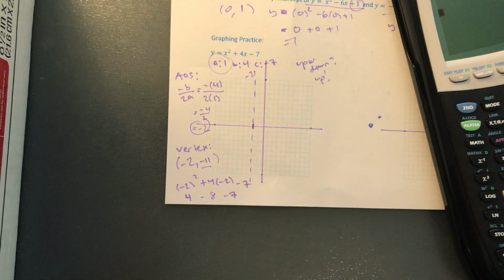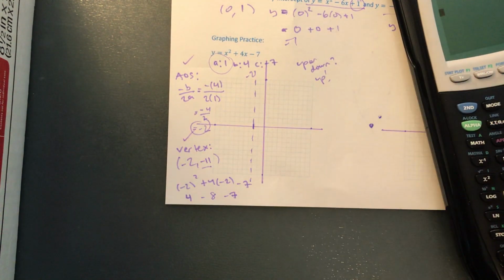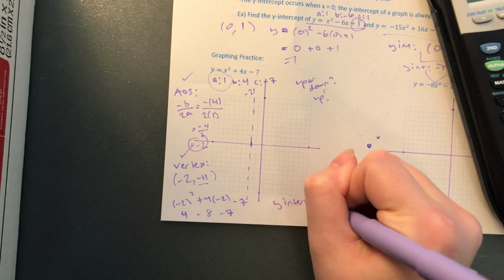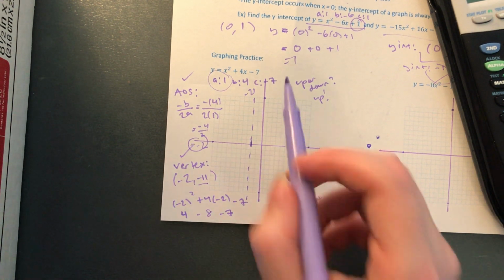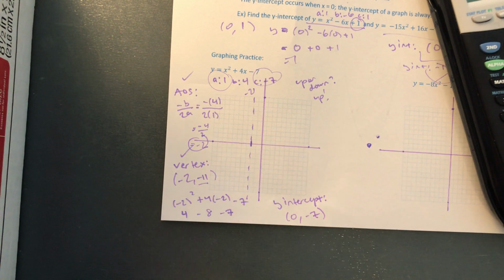All right. So we've got axis of symmetry, we've got the vertex, and the last thing we need is the y-intercept. I'm going to come over here and write it. The y-intercept. And remember, this is the easiest part, right? The y-intercept is just our c value. Well, our c value is -7. So the y-intercept is at 0, -7.